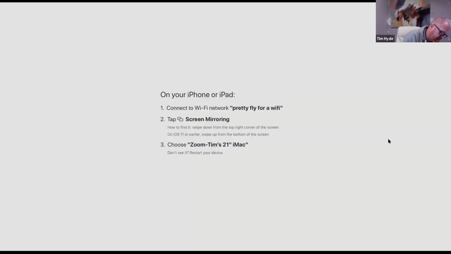Zoom, stop mirroring. Let me go back to the next one. Give me a new screen. All right, share again. New share.